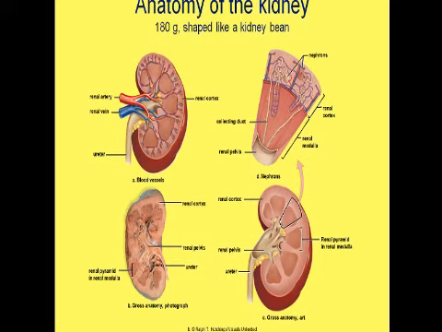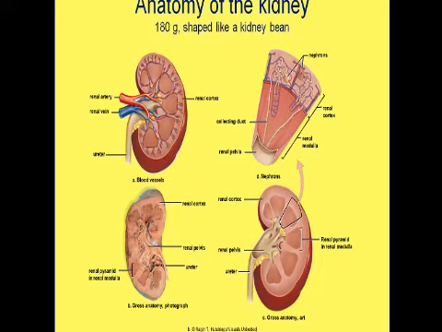Okay, so they say it's about 180 grams, and they're shaped like kidney beans. That's where kidney beans got the name. Here's the renal artery coming in, the renal vein that'll be leaving. Here's the ureter. So this outside layer, that's the renal cortex. And then this inner part, these little triangles, those are called the renal pyramids. And then this whole region here is called the renal medulla.